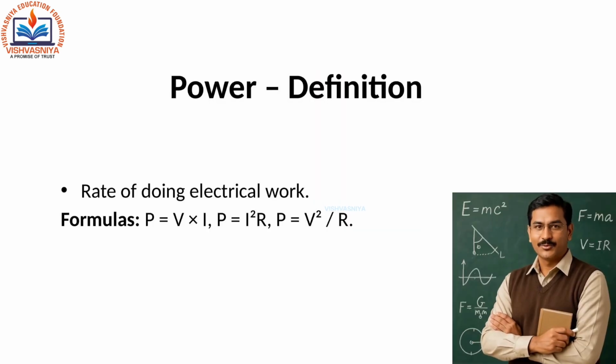Power is the rate at which electrical work is done. It can be calculated by P is equal to V multiplied by I, or P is equal to I squared R, or P is equal to V squared divided by R. Power is measured in watts, W, and 1 kilowatt equals 1000 watts.